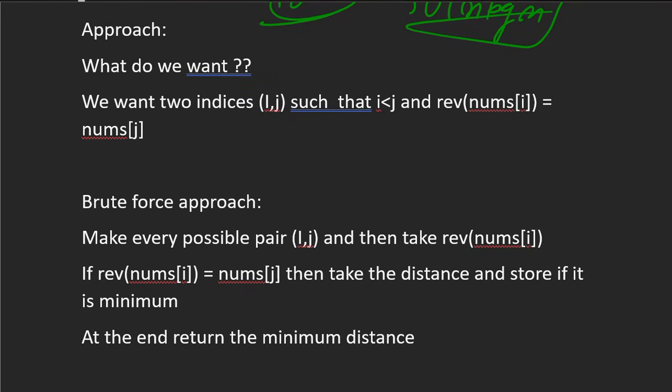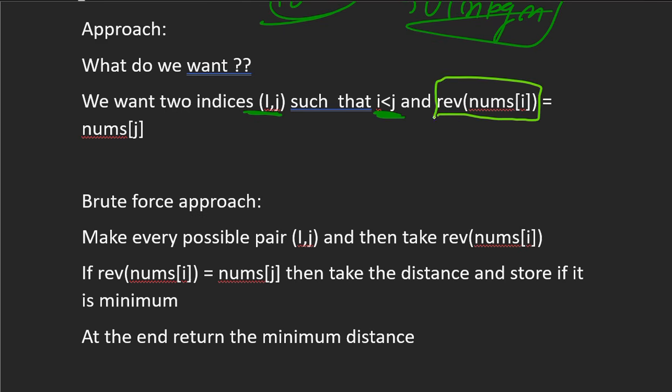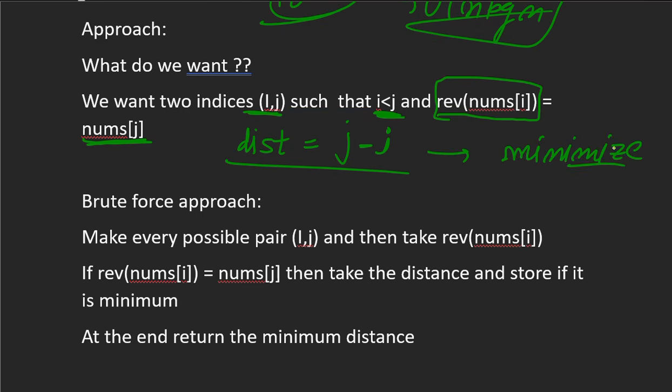Basically what we want is two indexes i and j such that i is less than j, and the reverse of nums of i, the reverse of the first element, should be equal to the second element. If this condition holds, then we find the distance, that is j minus i, because j is greater than i, and we have to minimize this distance.